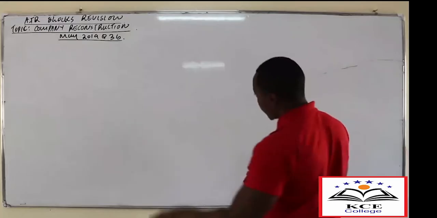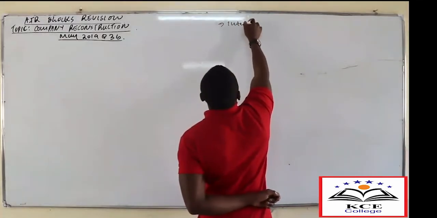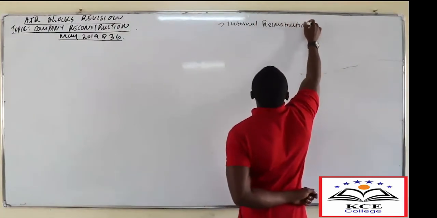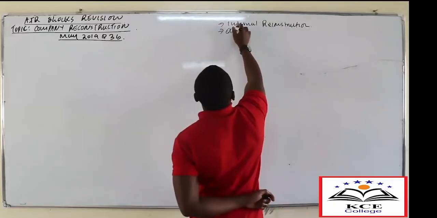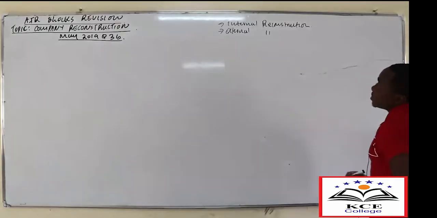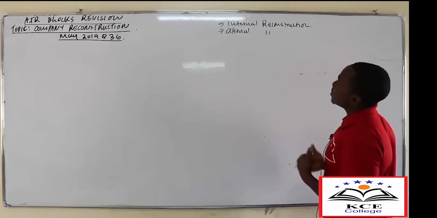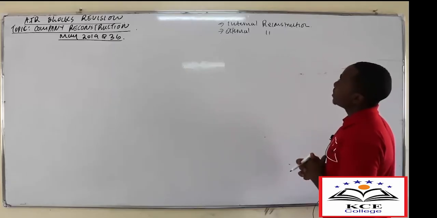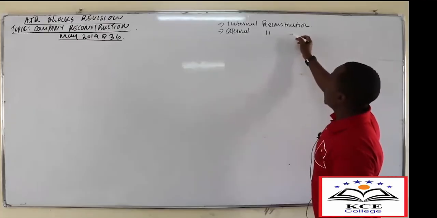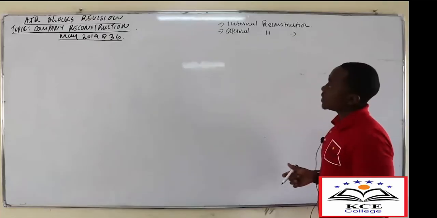And just to remind you, we have two types of company reconstruction: internal reconstruction, as well as external reconstruction. The difference between the two is that in internal reconstruction there is no liquidation. The shareholders and the debt holders just compromise, sacrificing their wealth or their claim so as to save the company. External reconstruction is where a new company is usually formed to take over the assets of the existing company.